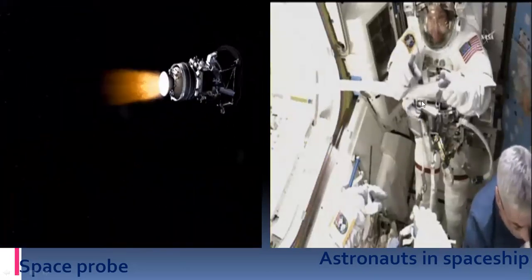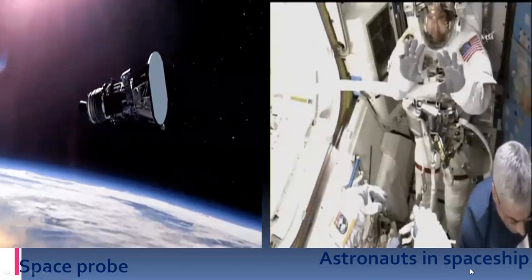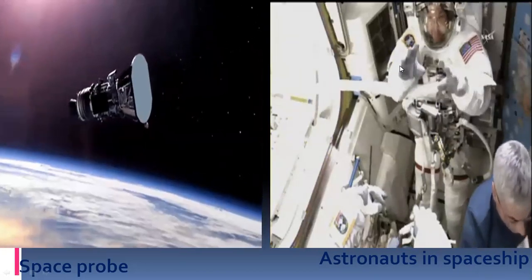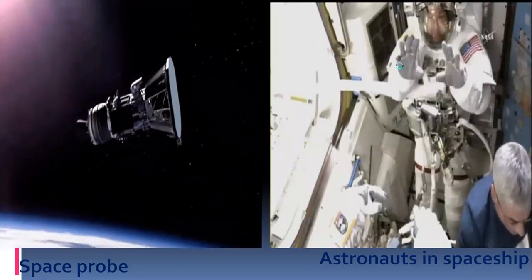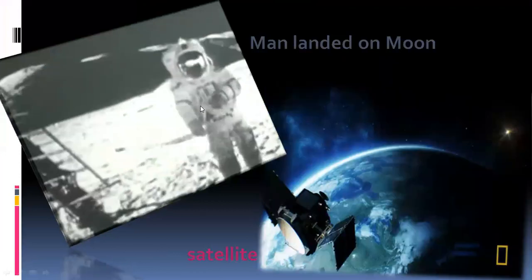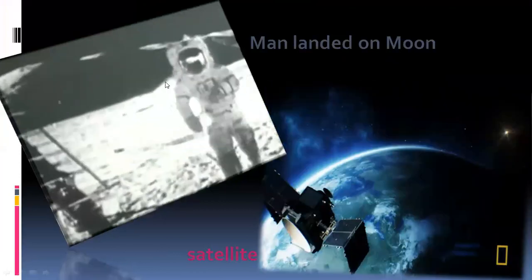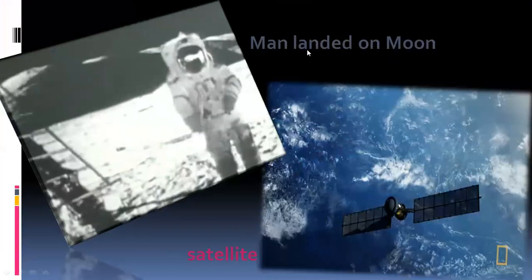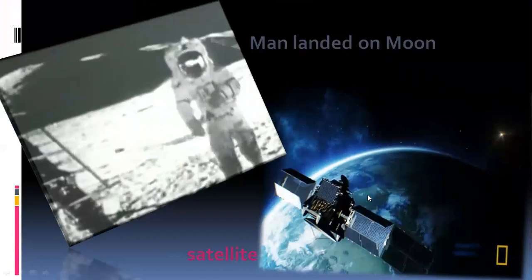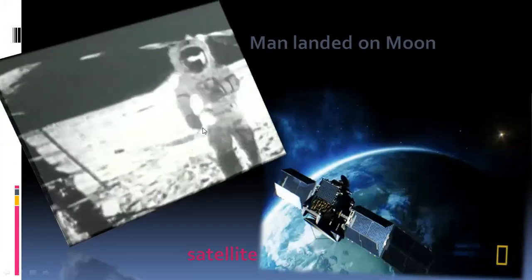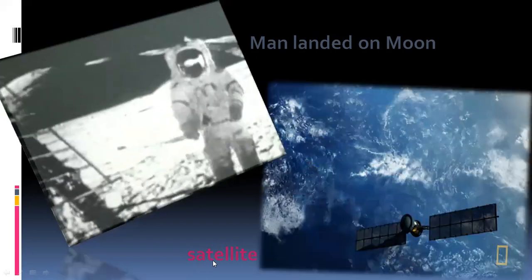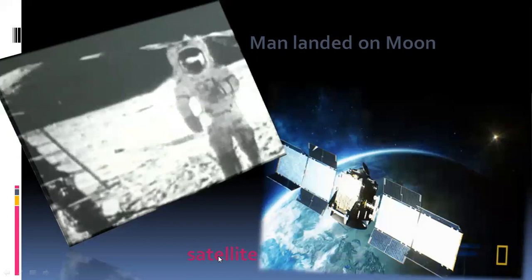And the second one, you can see the astronauts. They sit in the spaceship and go into space. Look over here, this is the picture. Then Neil Armstrong stepped on the surface of the moon when man first landed on the moon. And this is the Hubble satellite. This is the satellite.